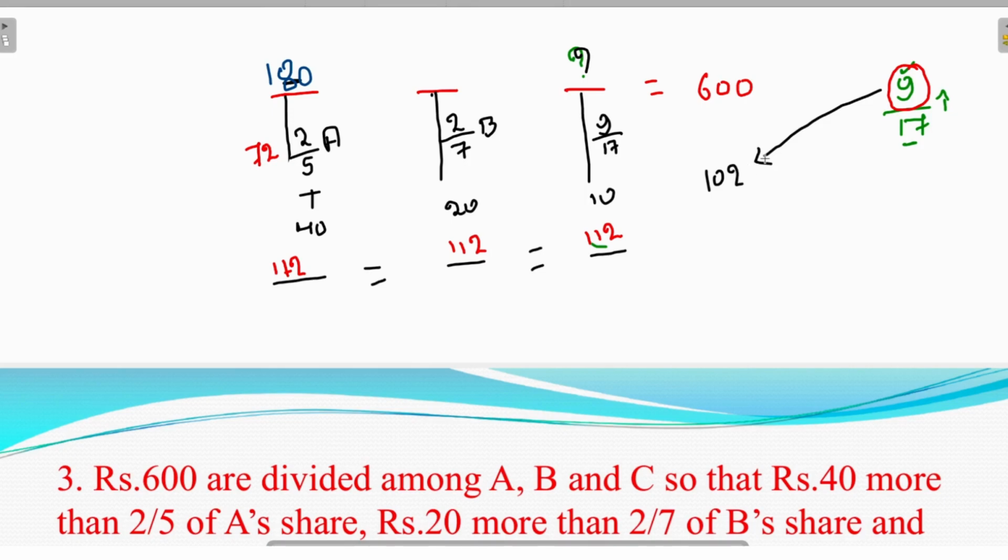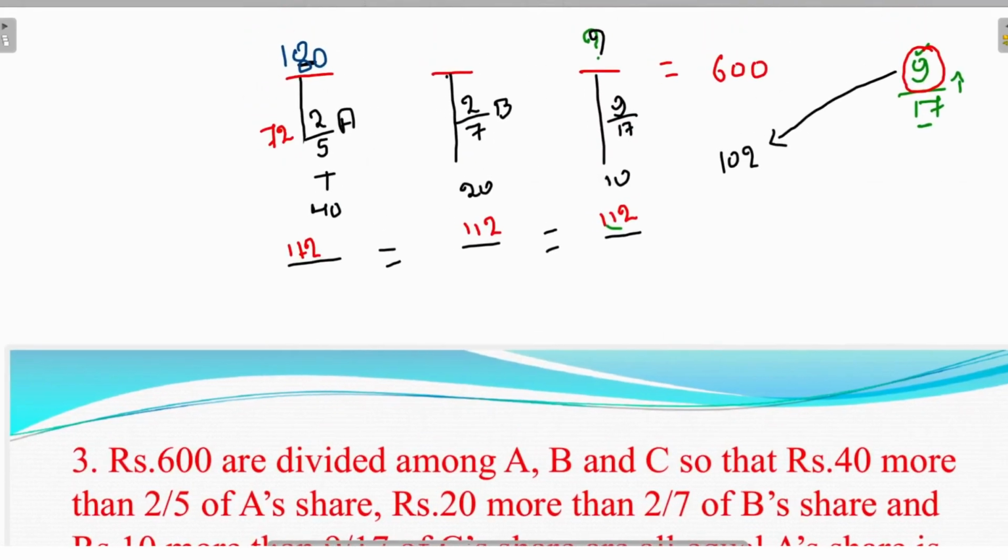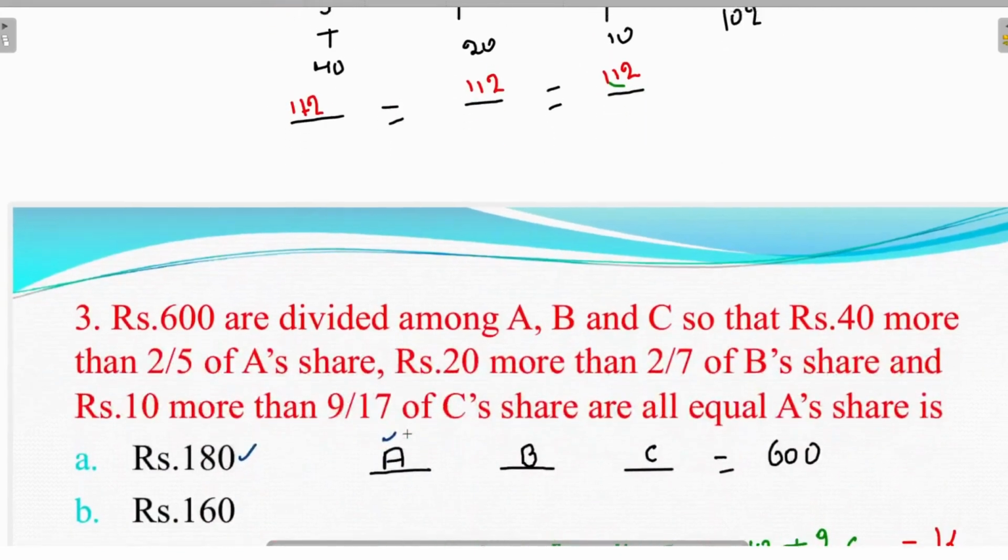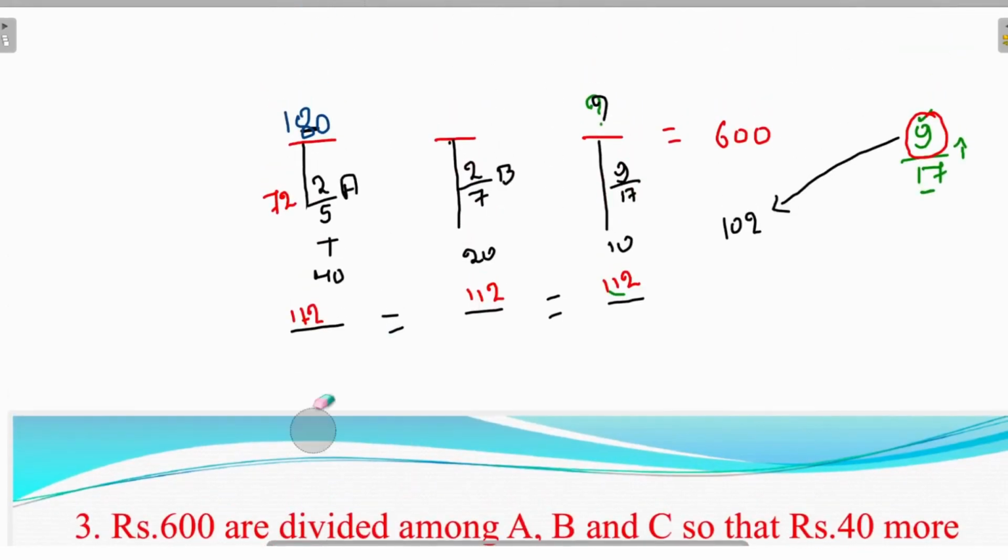102 is not a 9 multiple. Then this is not my answer. That is not my answer. 180 is not my answer. Like that, I can verify. Even one more, 160 also I will show you. 160 also I will show you.